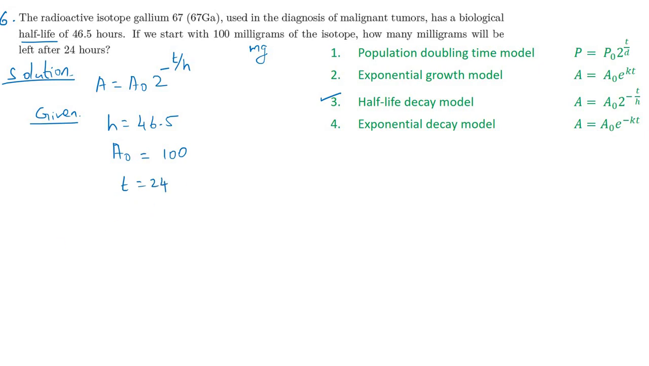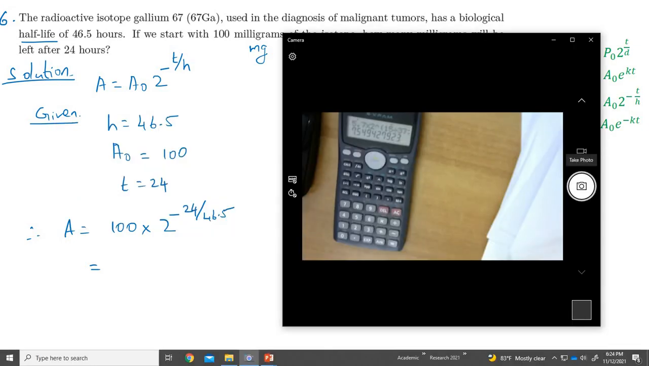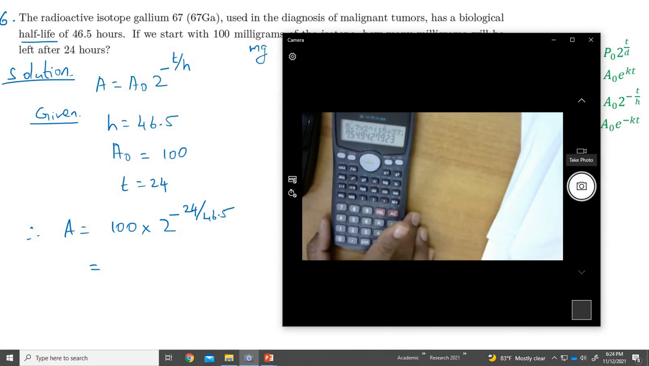What is the answer you want to find? Just substitute all these in this formula. Therefore, A is equal to A naught, the value is 100, into 2 power minus T by H. What is the value for T? 24 divided by the H value, 46.5, equal to. Take your calculator, first pause, stop the video, do it yourself, and check the answer at the end with me. Anyway, if I have made any calculation mistake, please tell me, I will correct that also.